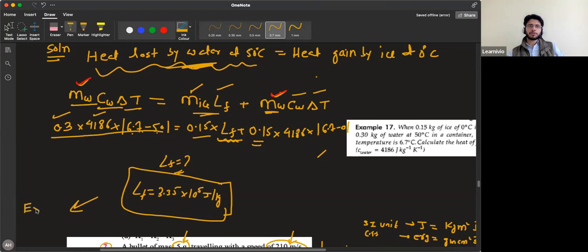So you have three types of expansion: linear expansion, superficial expansion, and volumetric expansion. It's not a part of our schedule, so I'm not discussing thermal expansion, but if you get time, you should read this topic. This is easy and you can get questions from thermal expansion. Basically, thermal expansion gets combined with solids, Young's modulus and all those.